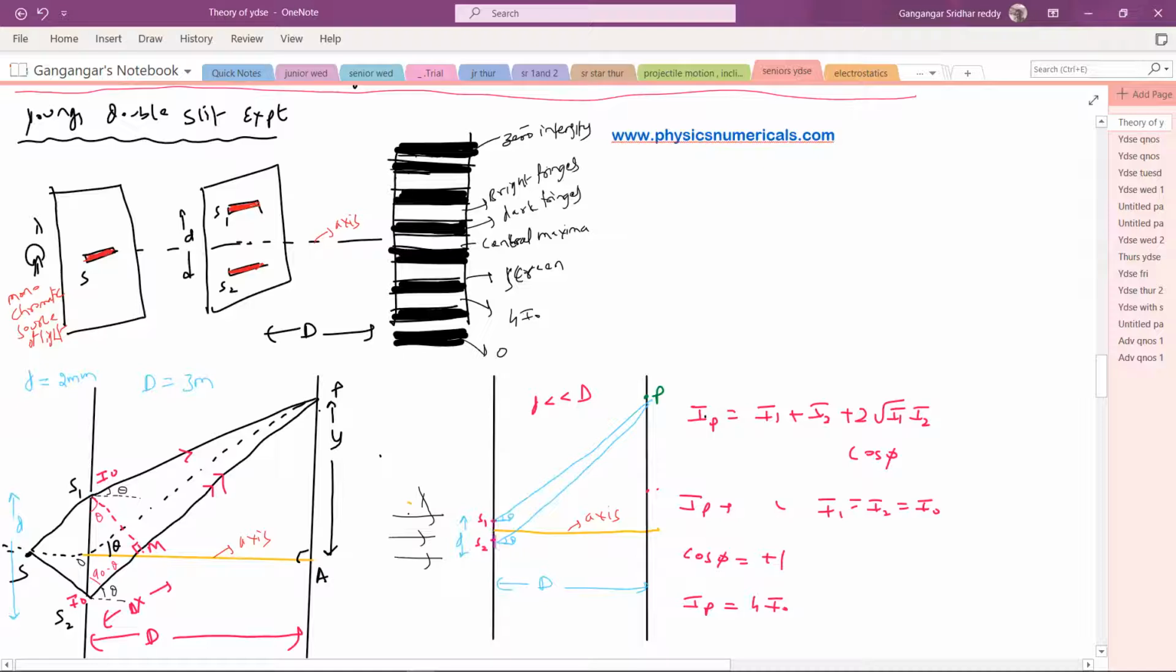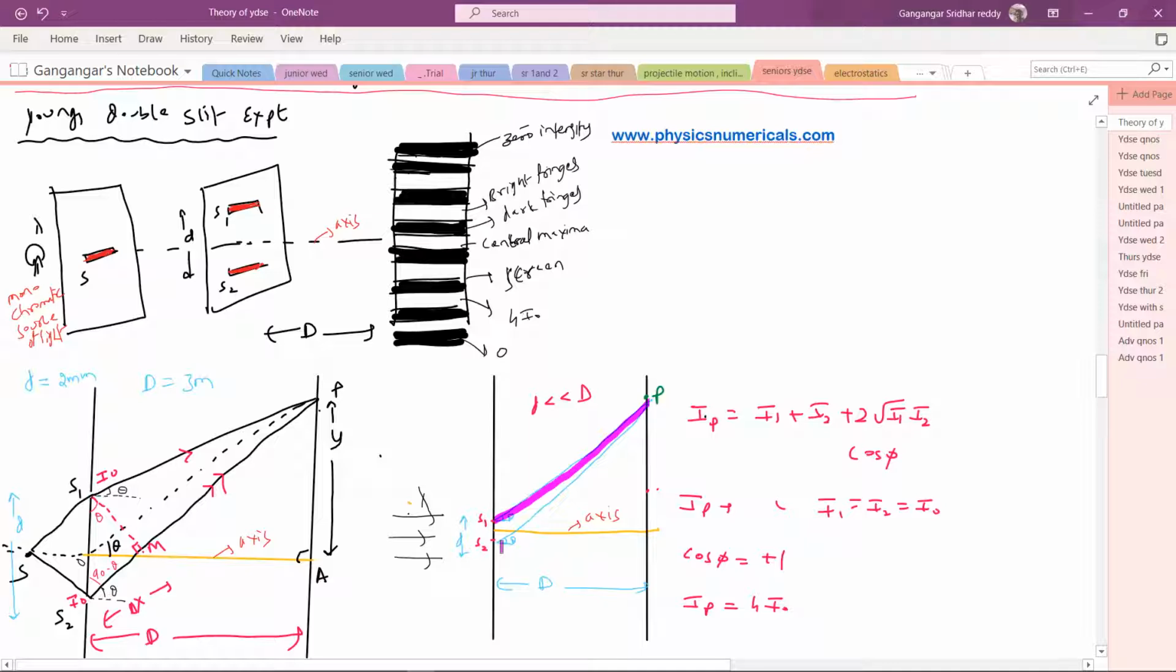The slits will be very close to the axis, like this. So small d will be very much less than capital D. Then the angle made by the line joining S1P with the horizontal, let it be theta.